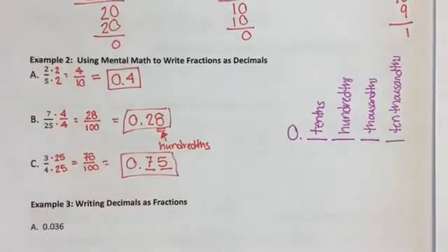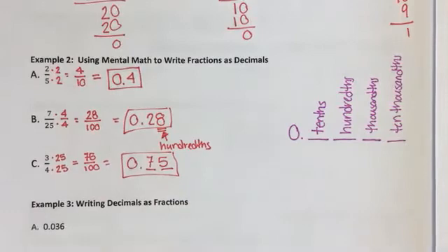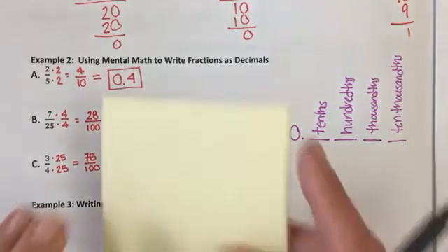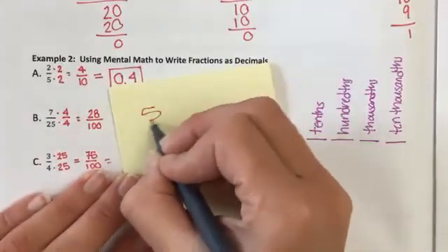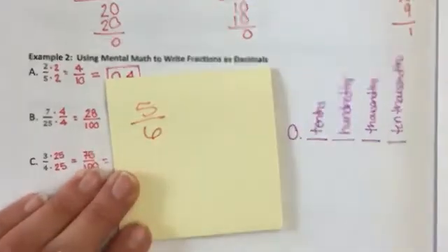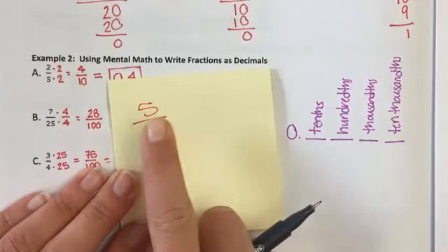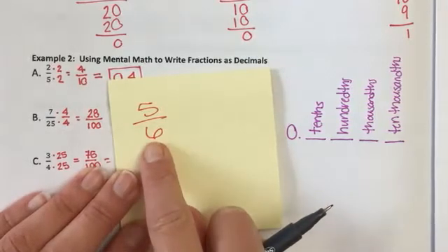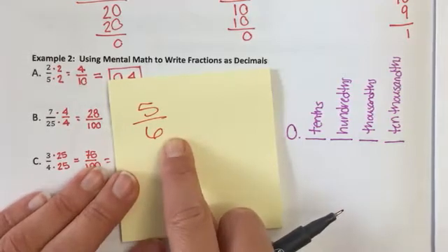Any questions on the mental math ones? Now, if I gave you one, like, let's say I gave you 5/6. Now, I can't think of anything that really quickly would get me to tenths or hundredths by multiplication times 6. So this one you would not try to use mental math. You would just divide. Okay?